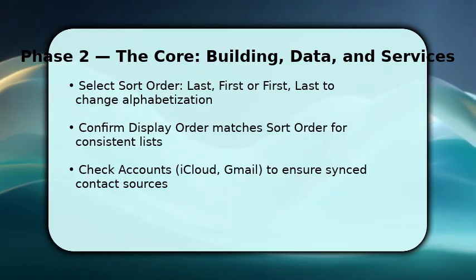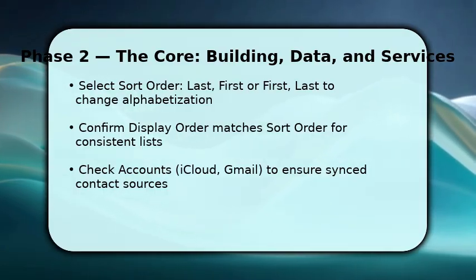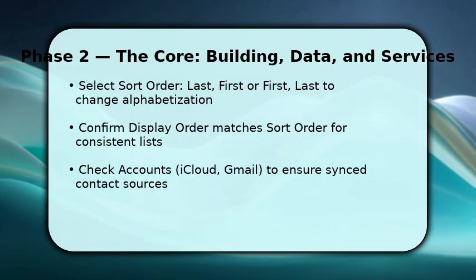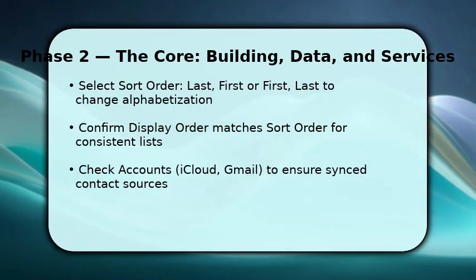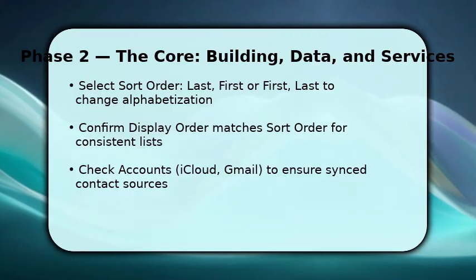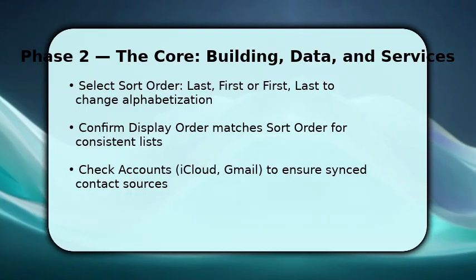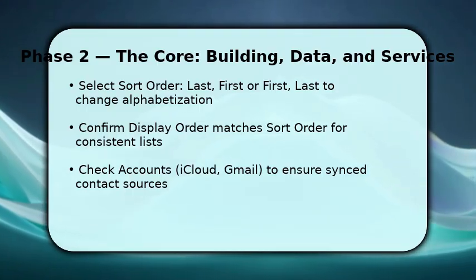Next, open Settings, then Accounts and Passwords, or Mail, then Accounts, to verify which accounts have contacts enabled. If you keep contacts across iCloud and Gmail, make sure both are set to sync. Otherwise, only one source will reflect the alphabetical order. This ensures uniformity on all devices and apps.